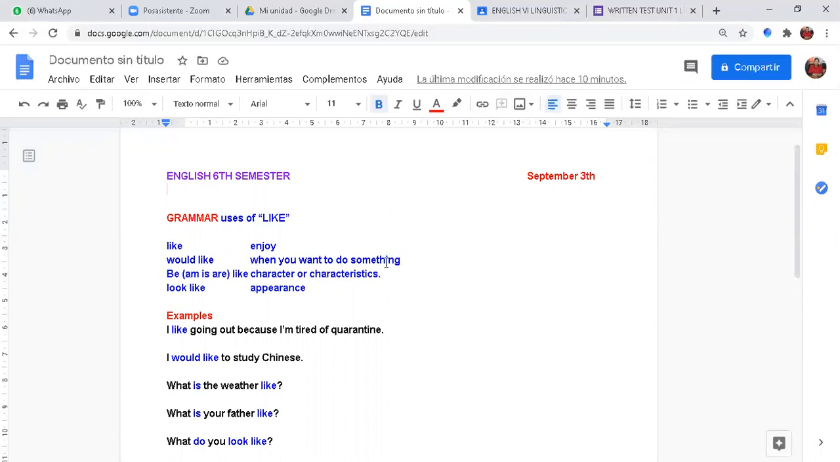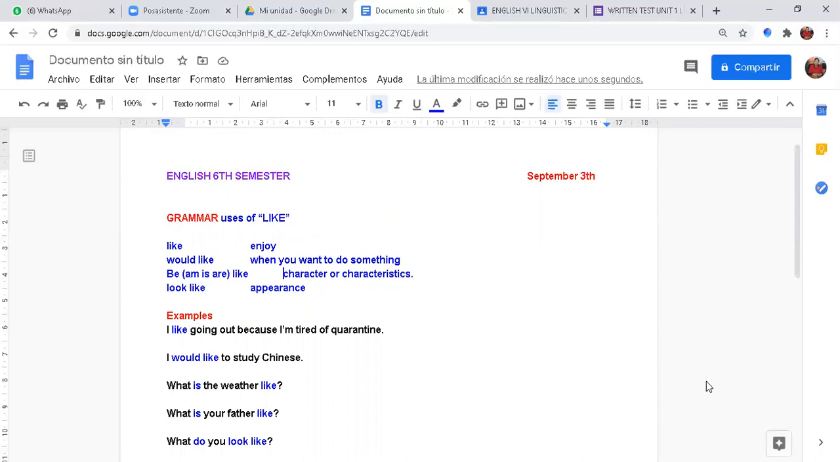So, grammar uses of like, as we said: like, enjoy, would like, when you want to do something. Would like or enjoy something. Be like, as we said. Maybe we can separate this. Be like, but be as in is, are, plus like. What does it mean? When we want to talk about characteristics, character. Look like, when we want to mention the appearance.